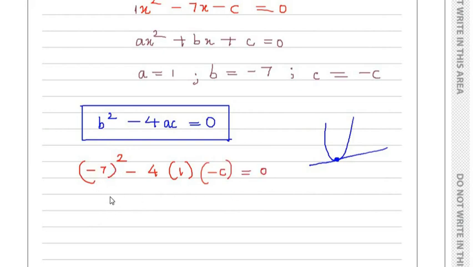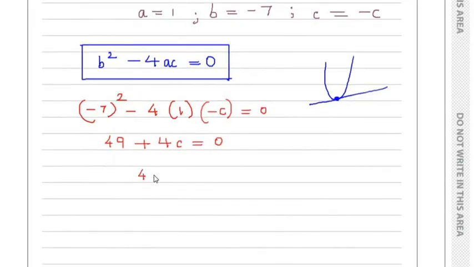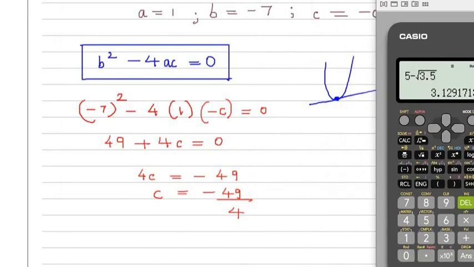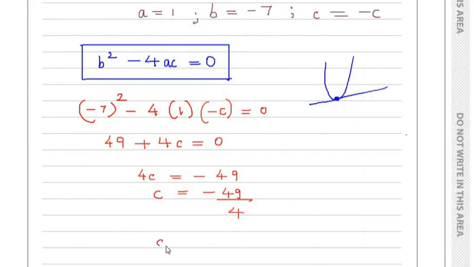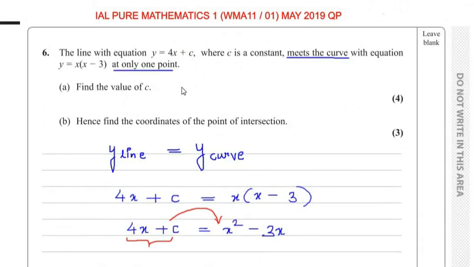So solving this further, we get this as 49 and minus of minus becomes plus 4c is equal to 0, or 4c is equal to negative 49 and c will be equal to negative 49 divided by 4. So let us see how much we get negative 49 over 4. So we have here negative 49 divided by 4 gives us minus 12.25. So the value of c is minus 12.25. This is how we solve the first question, that is finding the value of c.